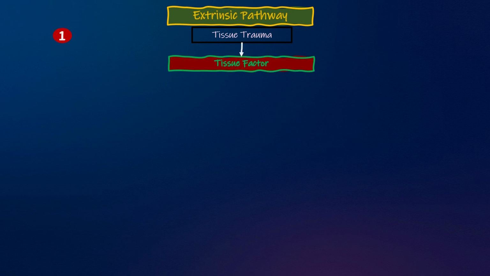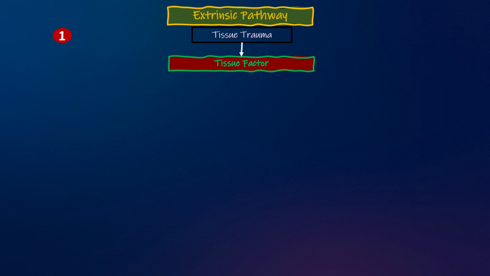First, we will discuss the extrinsic pathway for initiating clotting in detail. The extrinsic pathway for initiating the formation of prothrombin activator begins with a traumatized vascular wall or traumatized extravascular tissues that come in contact with the blood. This condition leads to three steps. First is release of tissue factor.